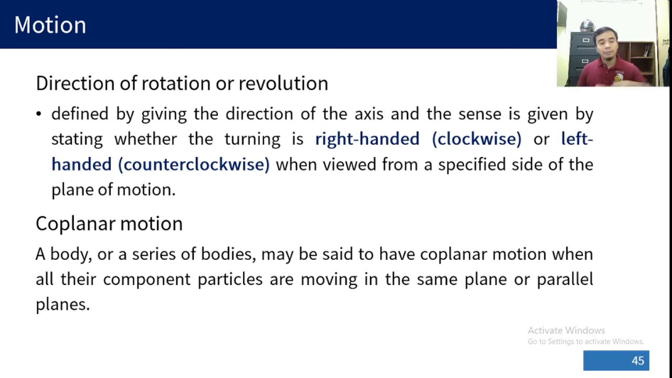Coplanar motion is when a body or a series of bodies has component particles or points moving in the same plane or parallel planes. That is called coplanar motion. For example, in a wheel turning on an axis, the points from the shaft to the rim are moving in coplanar motion.